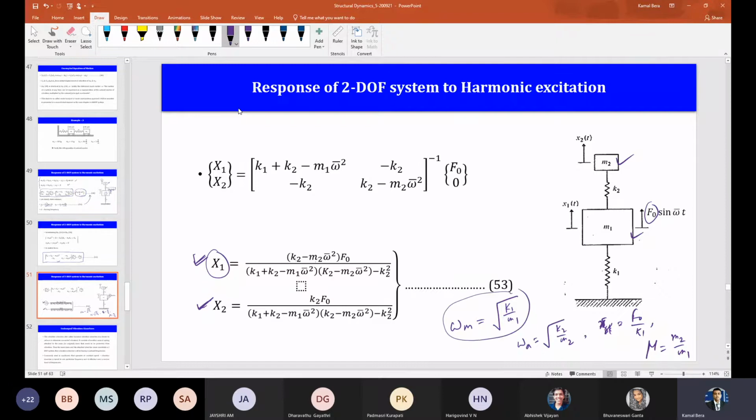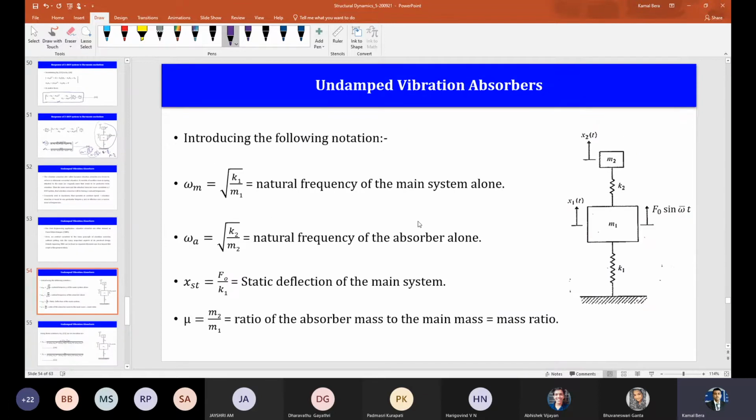Remember that these are not the natural frequencies of this 2 degrees of freedom system. This is a coupled system, so the natural frequencies will be different and will not be equal to root of k1 by m1 or root of k2 by m2. Those apply if it is a separate system. So I have just introduced these parameters and I will write this equation using them. As I already mentioned, these are the parameters I have defined.